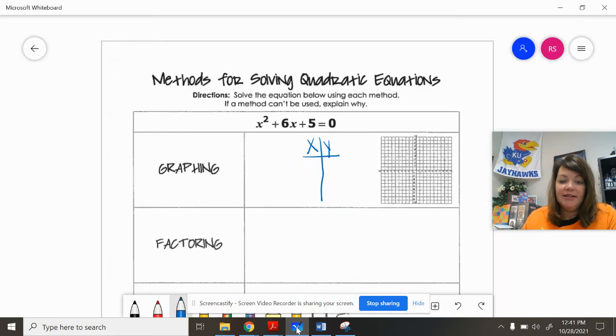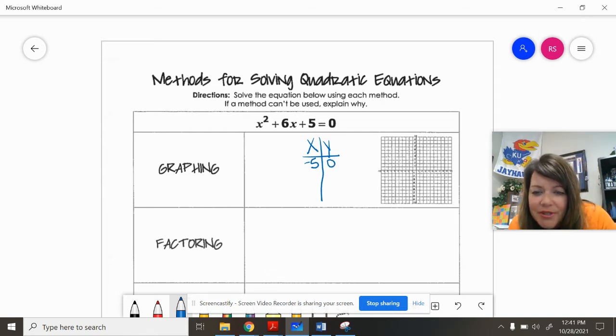So they were at -5 and the y was a 0. It won't let me zoom in anymore. So I'm zoomed in as much as I can zoom in. -5 and 0, and then -1, 0. And the vertex always falls in between there. So -3, -4 was the vertex. Hope I have those in the right place. Okay, and this is what our parabola looks like.